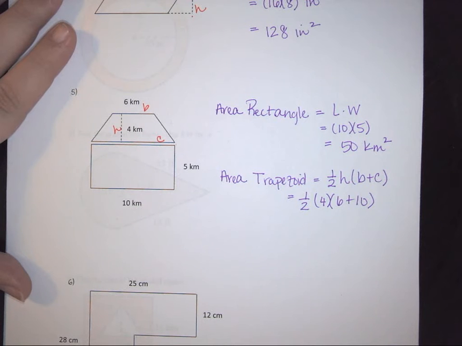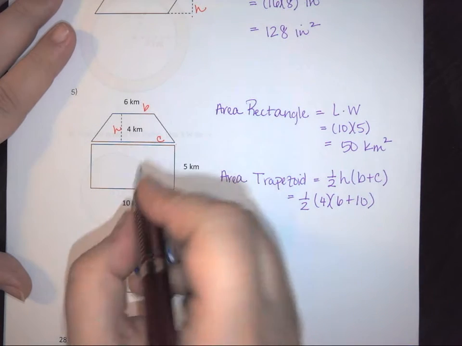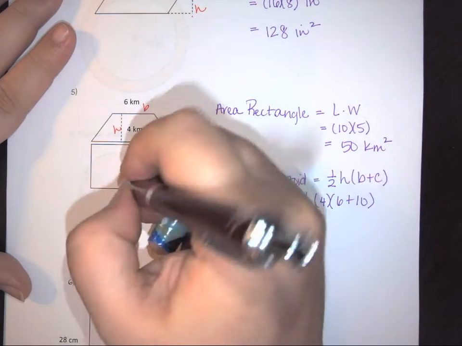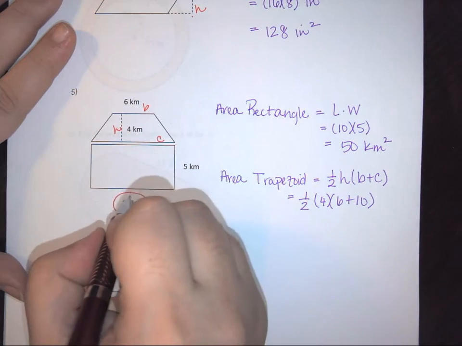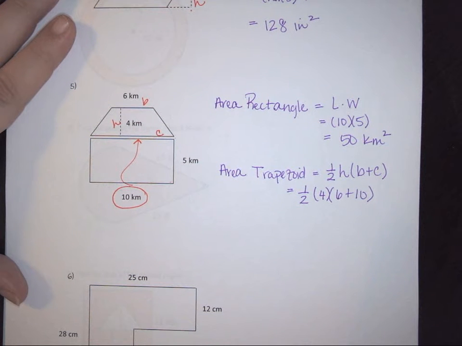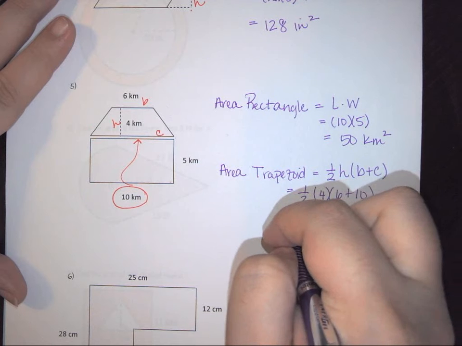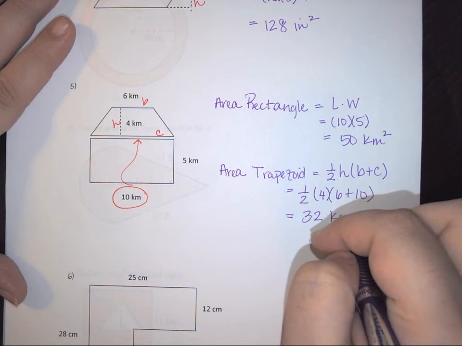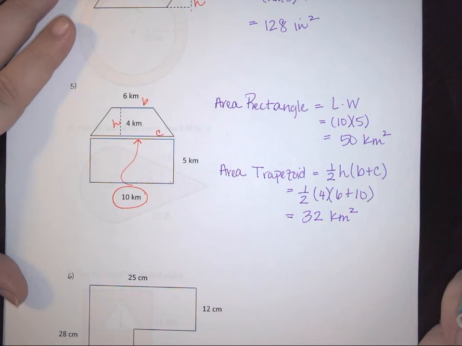Now, some students say, wait a second, how do you know that it's 10? I know it's 10 because of this right here. If this length is 10, then it means the same for this length up there. It is also 10 kilometers. So in this case, we end up with a trapezoid having 32 kilometers squared.